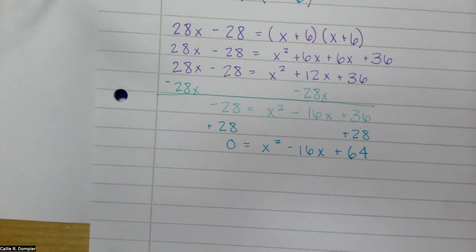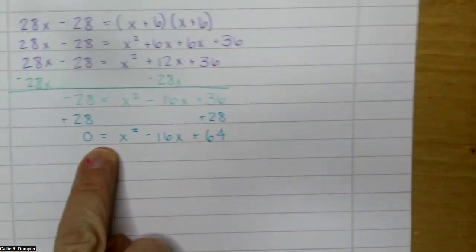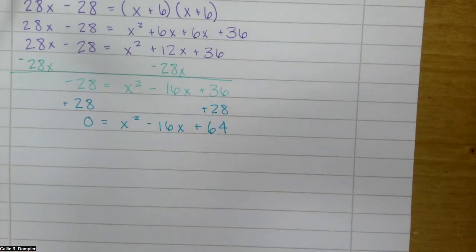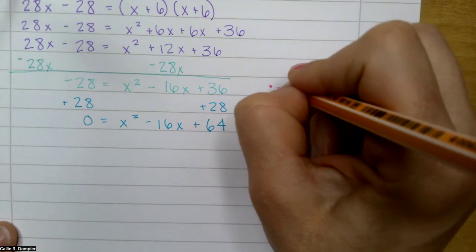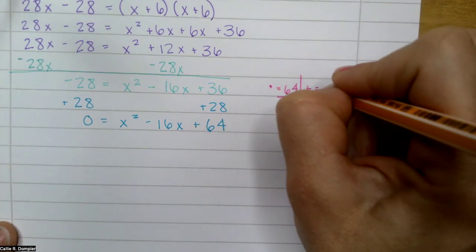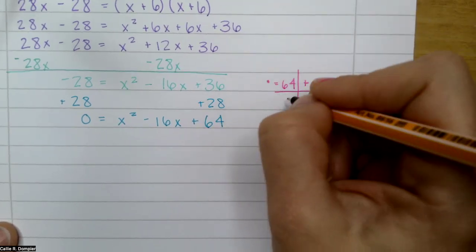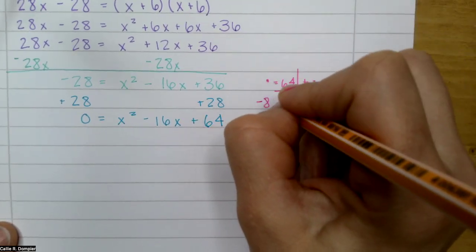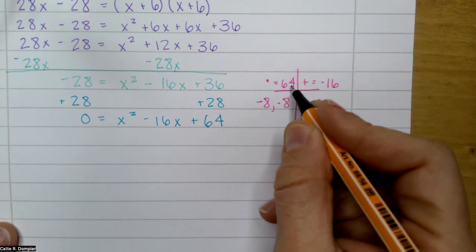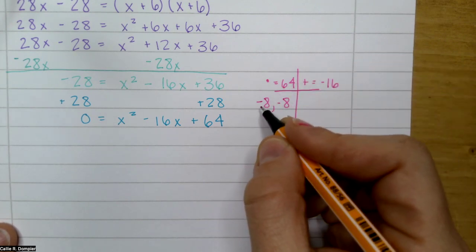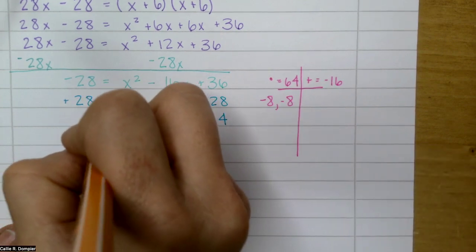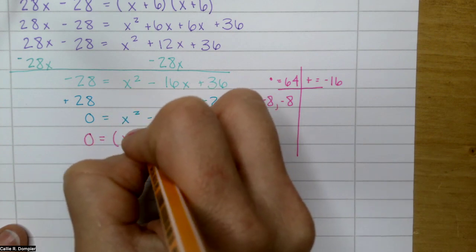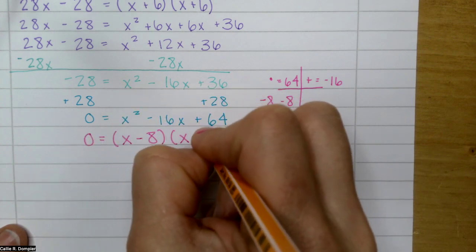All right. Now we've got 0 equals a quadratic equation. Let's see if we can factor it. We want two terms that multiply to equal positive 64 and that add to equal negative 16. Well, I know that 64 is 8 times 8. So if I do -8 times -8, that's a positive 64. If I add -8 plus -8, that's a negative 16. So I'm going to say 0 equals x minus 8 times x minus 8.